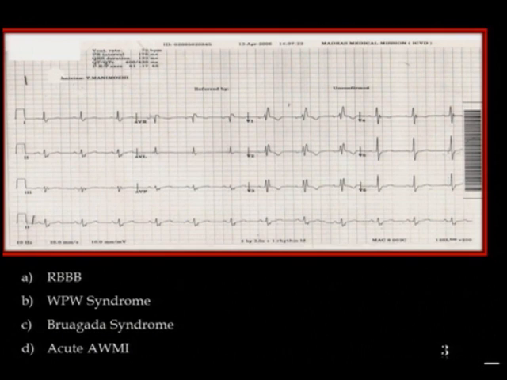We have another right bundle branch block kind of a thing. What is the diagnosis? Right bundle branch block, WPW syndrome, Brugada, or an acute anterior wall MI. I think this is right bundle branch block.